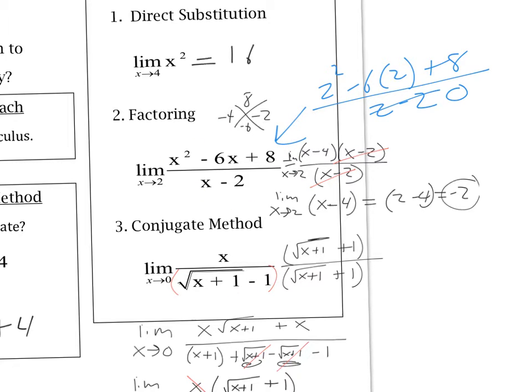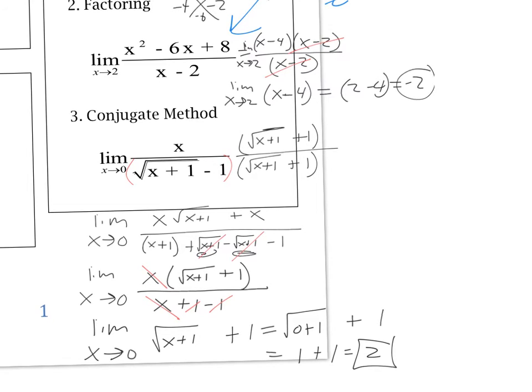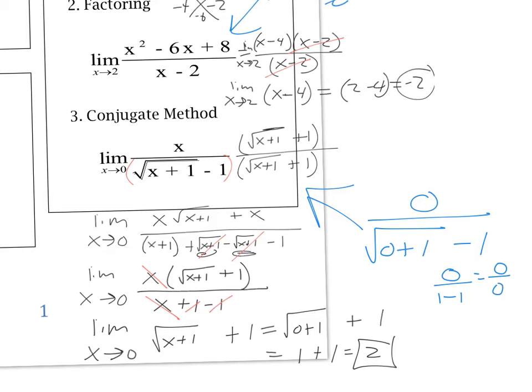Same thing here, conjugate method. I'll do it right here. If I would have just plugged in a 0, I would have had 0 over the square root of 0 plus 1 minus 1. Look what I get. 0 over 0 plus 1 is 1, square root of 1 is 1, 1 minus 1. Well, 1 minus 1 is 0. I get 0 over 0. I cannot do this divide by 0 thing, so that's why direct substitution doesn't work. But if it does, go with it. It's fine. Let's go on to the next page.